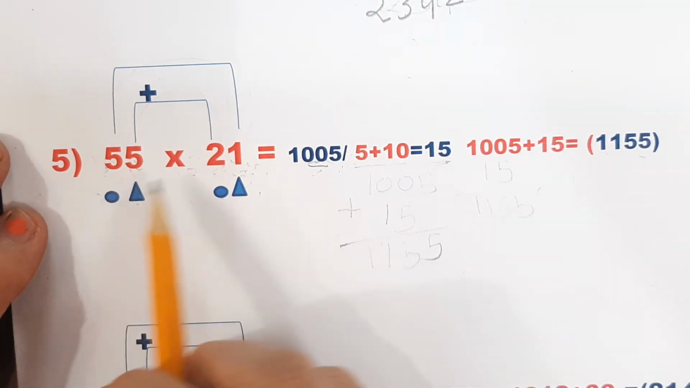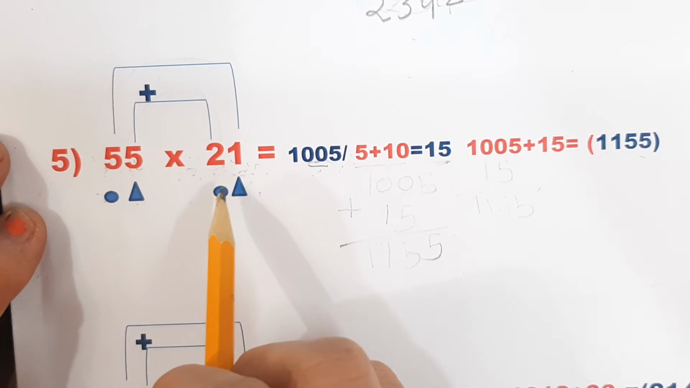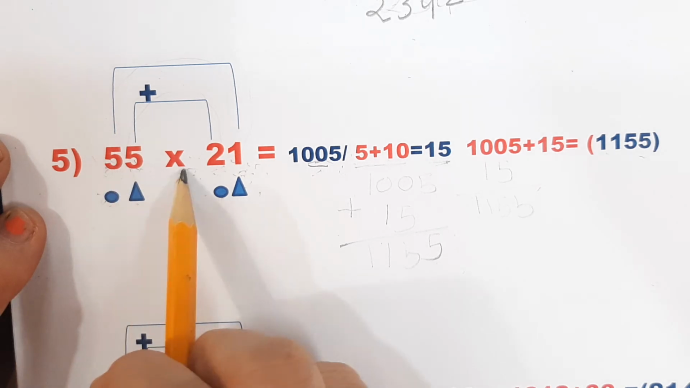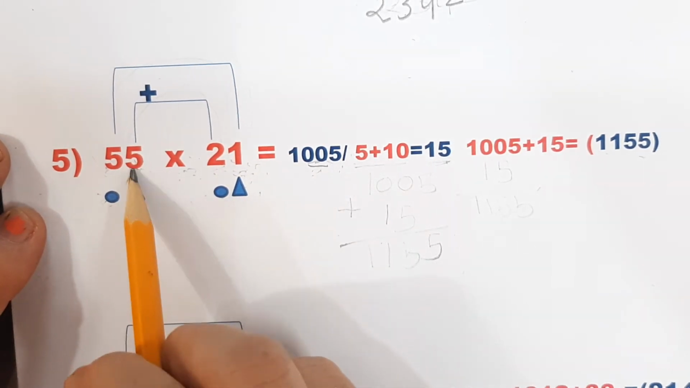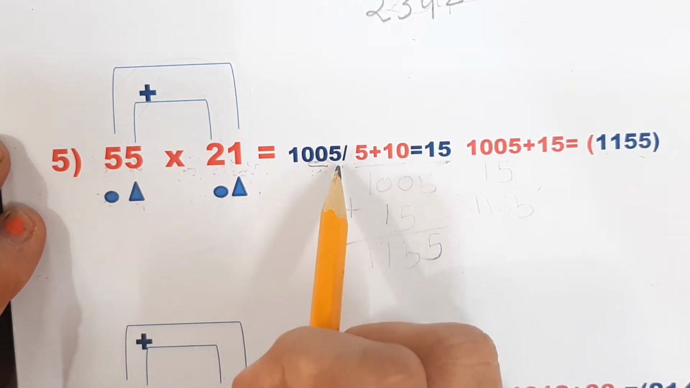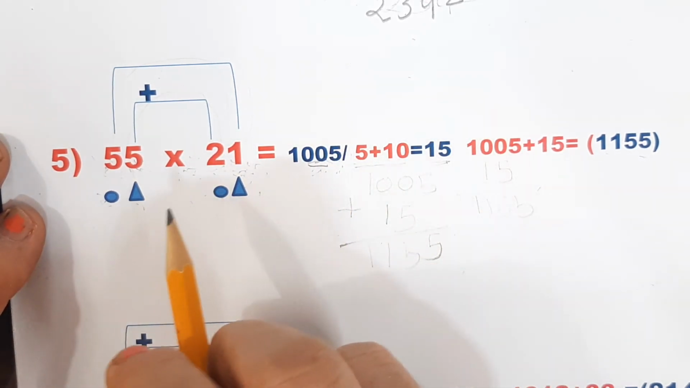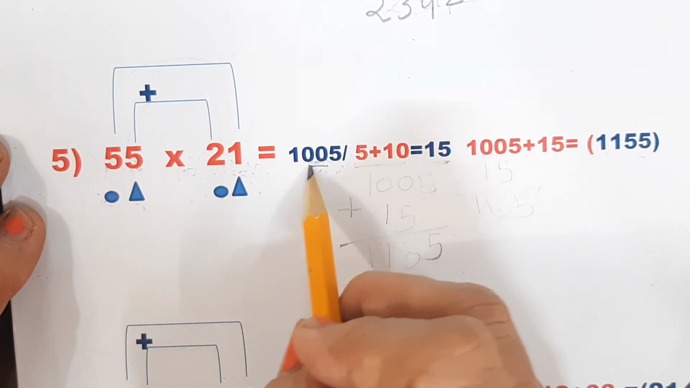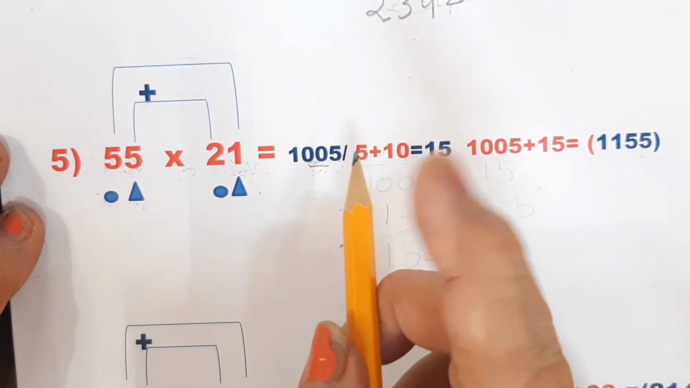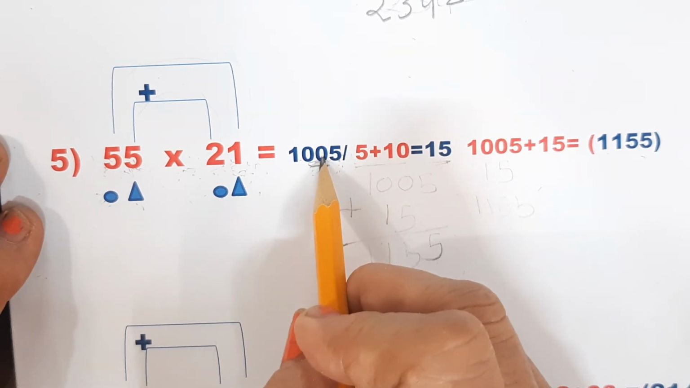Another example, 55 multiplied by 22. 5 and 2 is the left hand side figure, according to the sign figure. So 5 multiplied by 2 is 10, and the triangle figure is 5 multiplied by 1, which is 5. So you will get only one figure. In this case, if only one figure comes, you must put 0 on the left hand side. If 5 multiplied by 5 is only one figure, then it will not be 105, but you have to put 0 in front of 5.